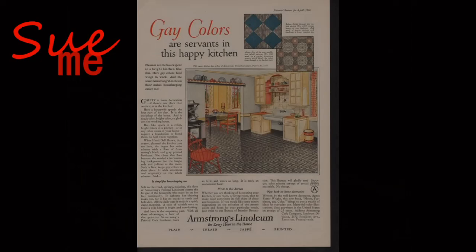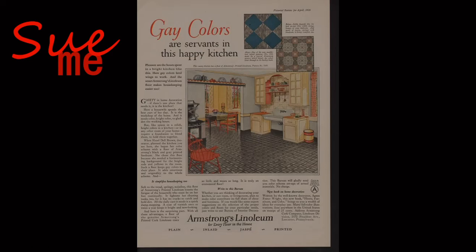Now this is great. "Gay colors are servants in this happy kitchen." Oh, my goodness, you could never get away with that today. I did want you to see this because this is Armstrong. Some of my best images come from the Armstrong Company. They documented kitchens and bathrooms better than anyone else did in the early part of the 20th century.